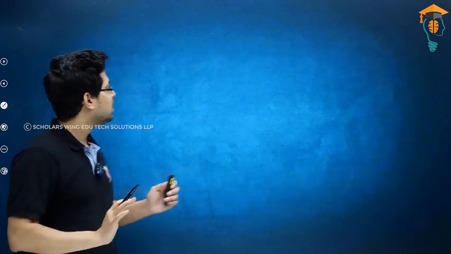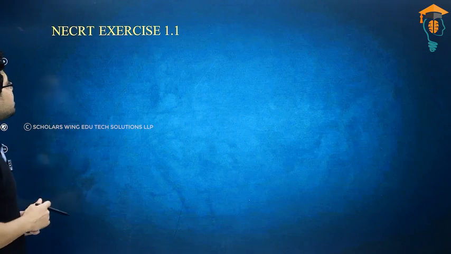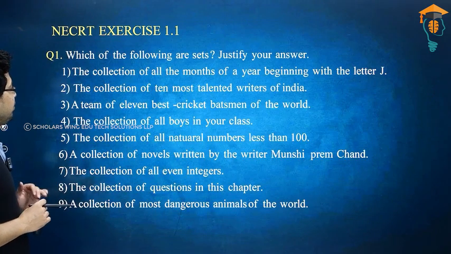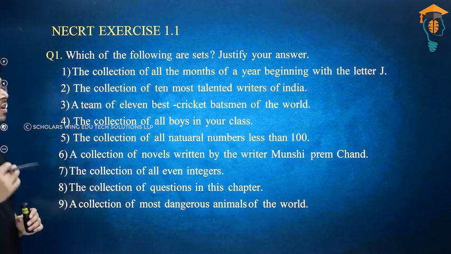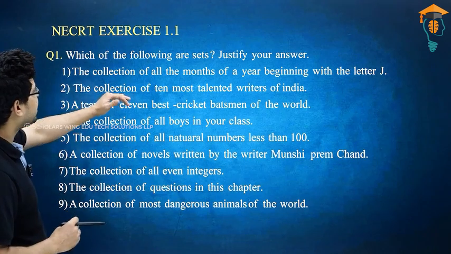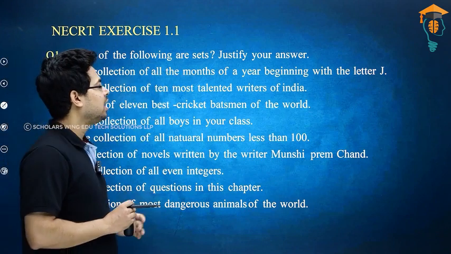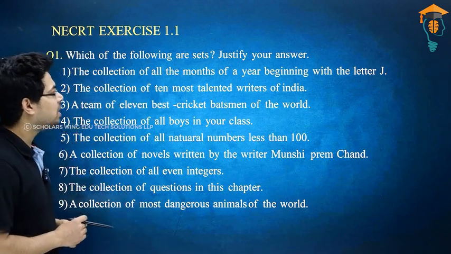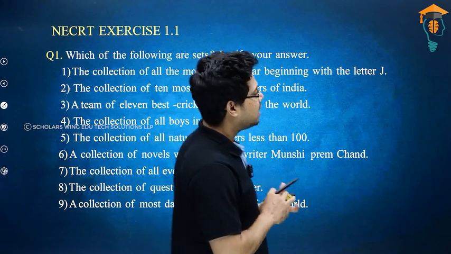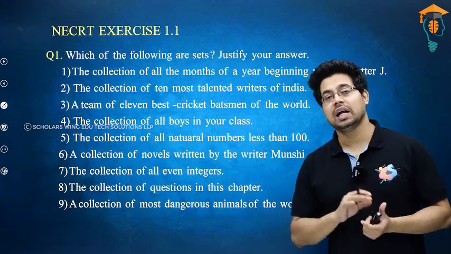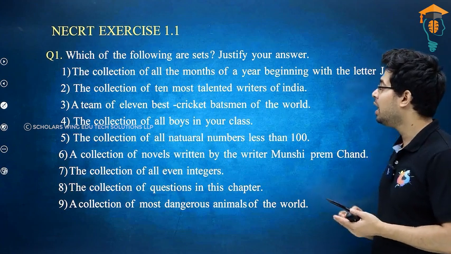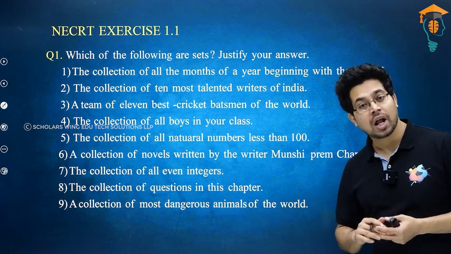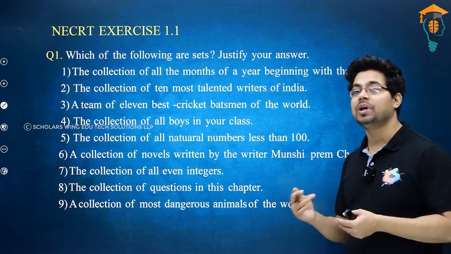Fine, students. Now here we have another exercise problem. Which of the following are sets? We need to justify our answers. The collection of all months of a year beginning with the letter J. What are the months? First one is January, alright. Then another one is Feb, March, April, May, June, July, August, September, October, November, December.